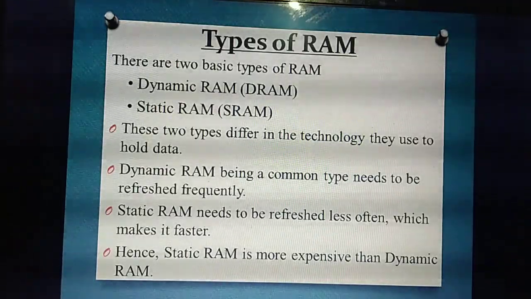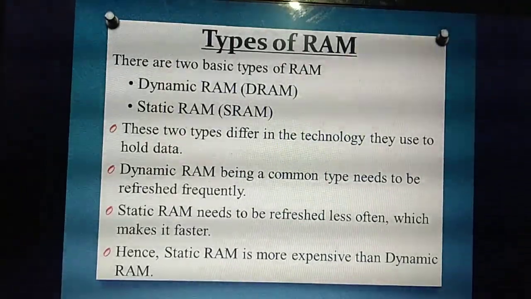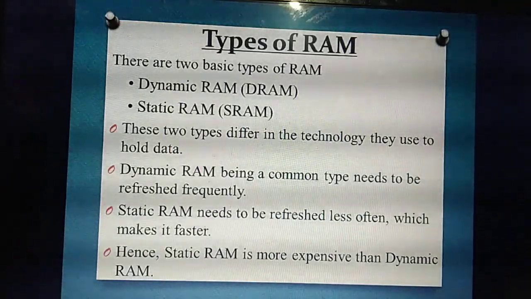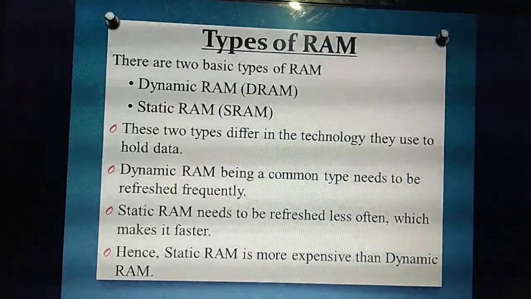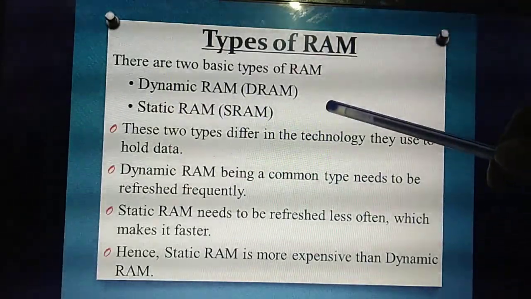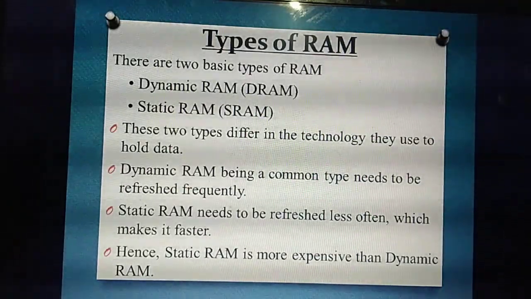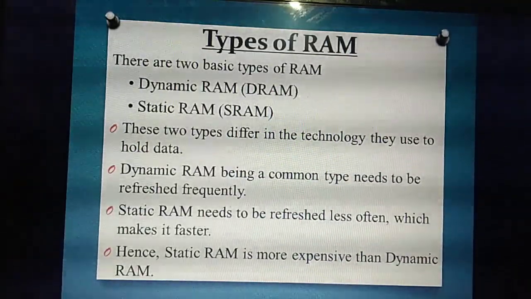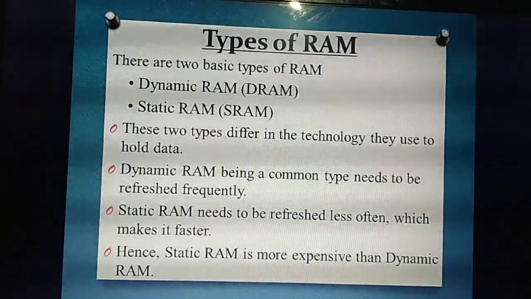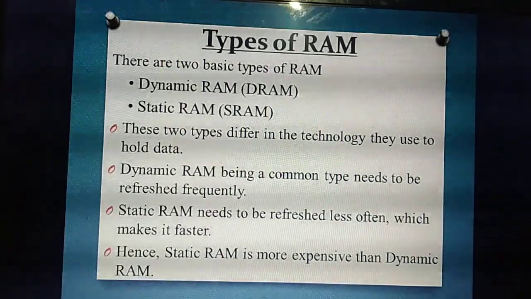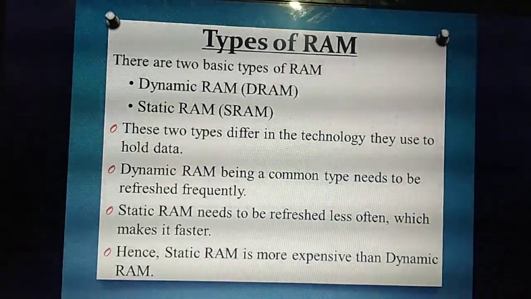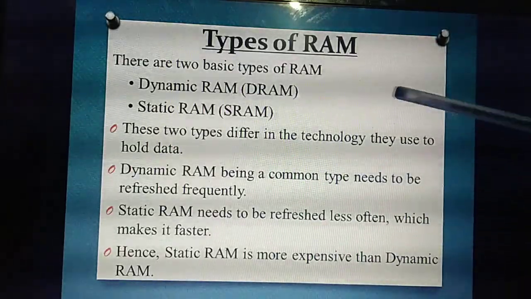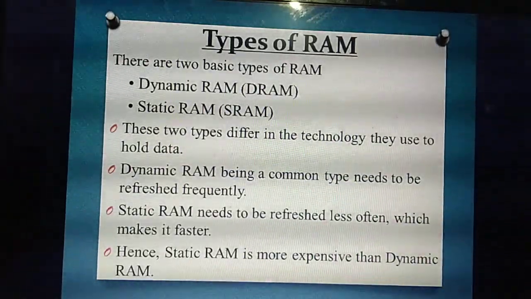Next, there are types of RAM. RAM is divided into 2 types. What are they? DRAM and SRAM. How many types of RAM are there? 2. DRAM means dynamic RAM. SRAM means static RAM. They are differentiated based on the capacity of holding data, that is, storage of data. Based on the holding of information, they are classified into DRAM and SRAM.